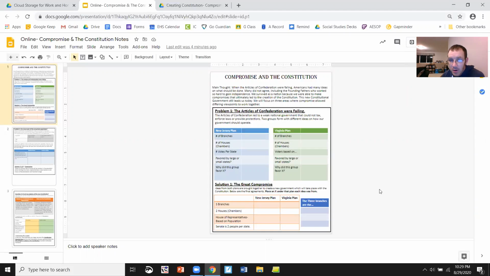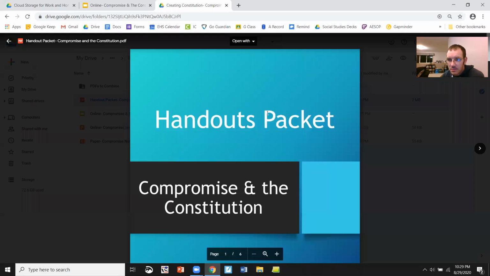All right, so the first part, new ideas were coming out on how we fix this problem. And we had 2 plans come forward, the New Jersey plan and the Virginia plan. They were different, to say the least. But they were able to figure out how to make those plans come together as well. So here are the 2 plans, okay?